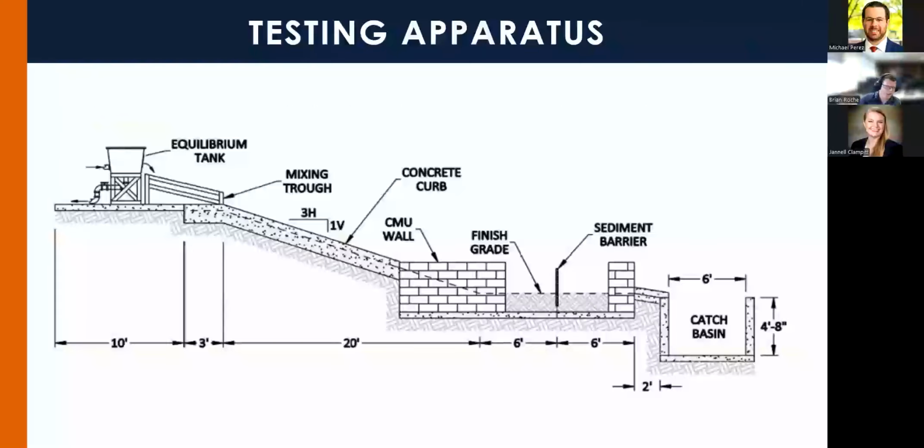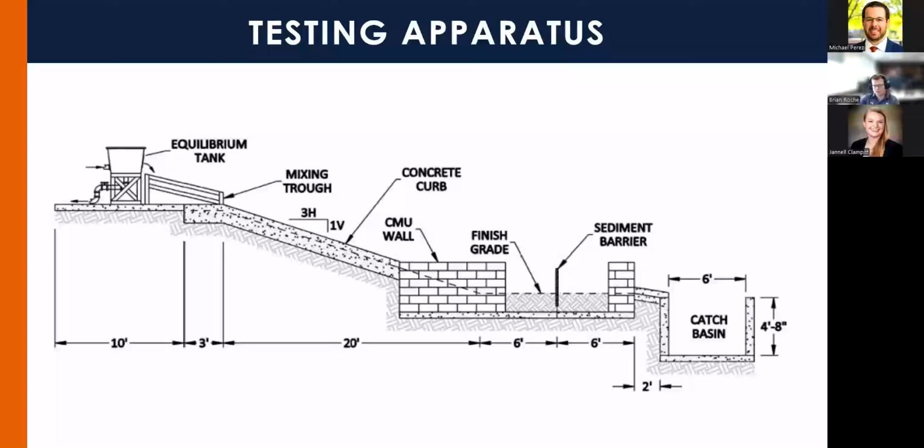So here again is our testing apparatus. Like I said before, we pumped flow up from our supply pond into that equilibrium tank, where a system of valves and a monitoring tube were able to get our design flow rate. Sediment was introduced by hand into the mixing trough, and then the flow comes out of the mixing trough, now sediment-laden, down our 3-to-1 impervious slope, which has veins in there to facilitate sheet flow.